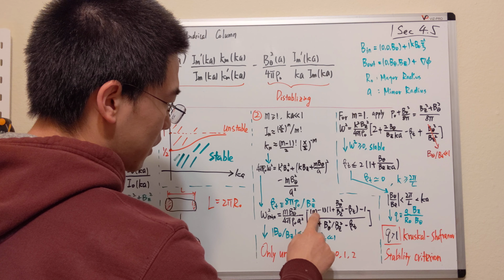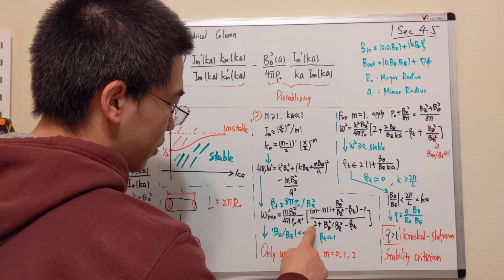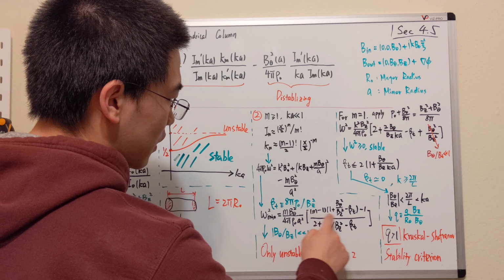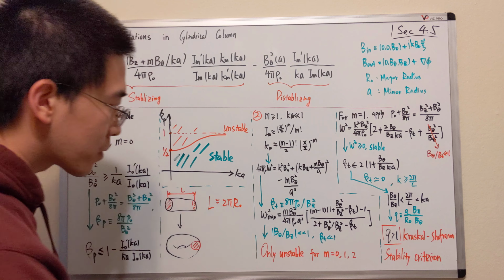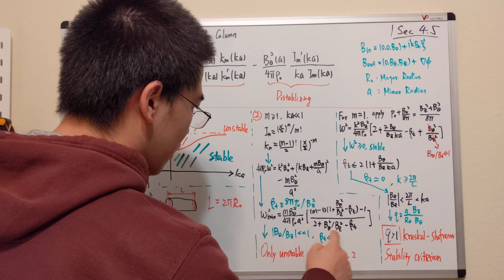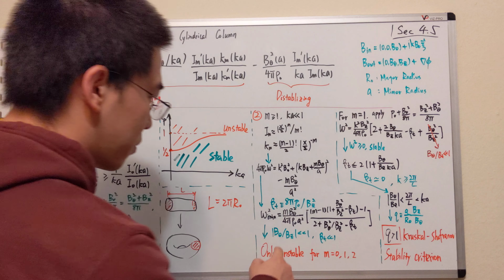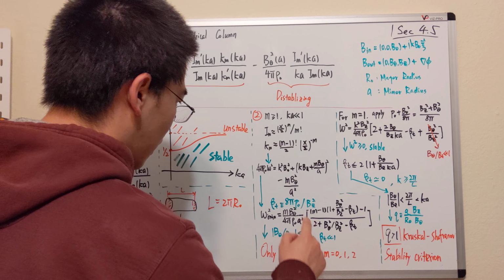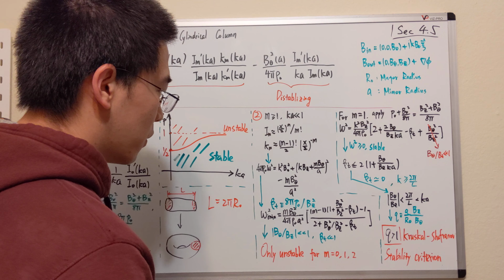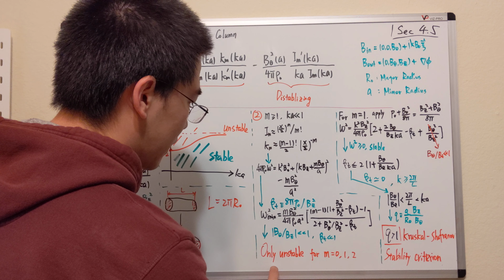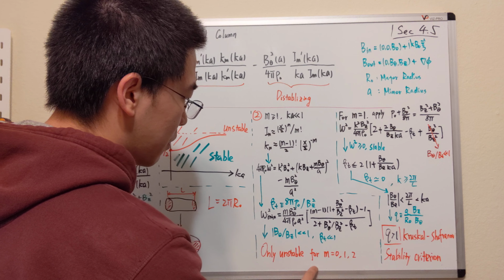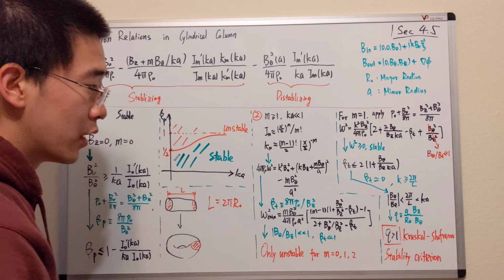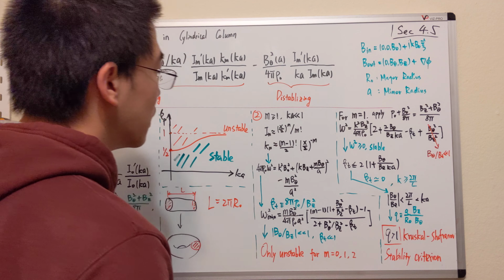Then you can find that when m equals 0, this will become -2, and when m equals 1, this will become -1. When m equals 2, this thing will become 0. And the denominator is always positive, based on the previous arguments for those two terms. So this denominator is approximately 2. Based on this argument, we find it is only possible to be unstable for m equals 0, 1, and 2, because this will become negative for m equals 0, 1, and 2.